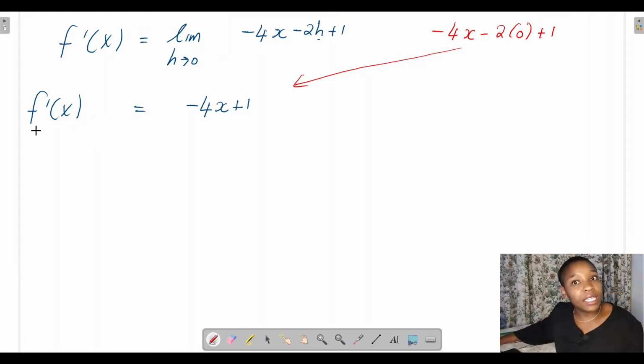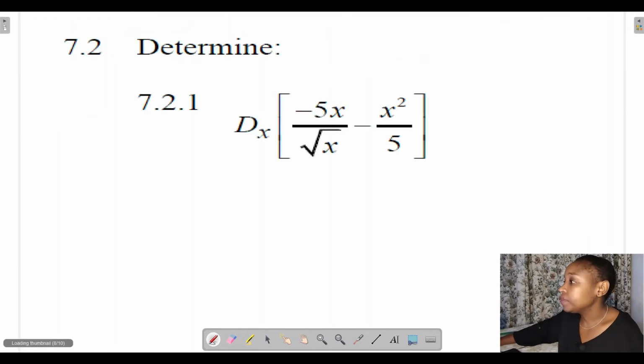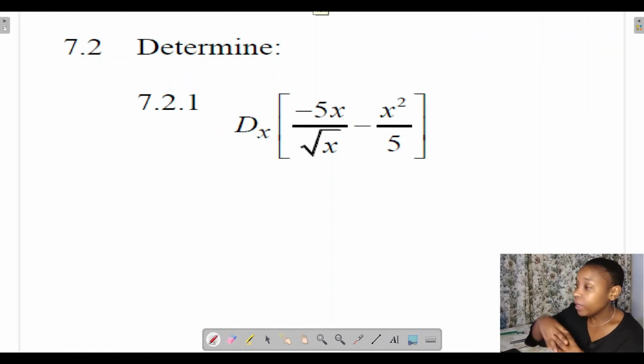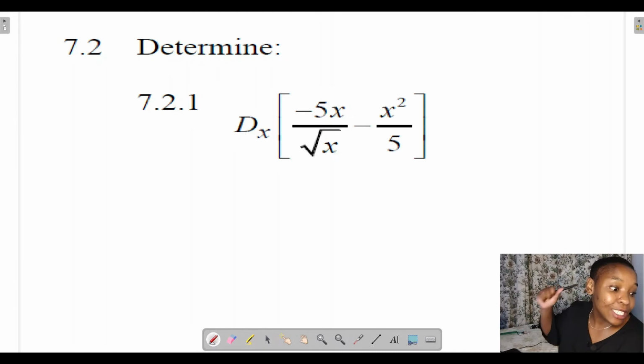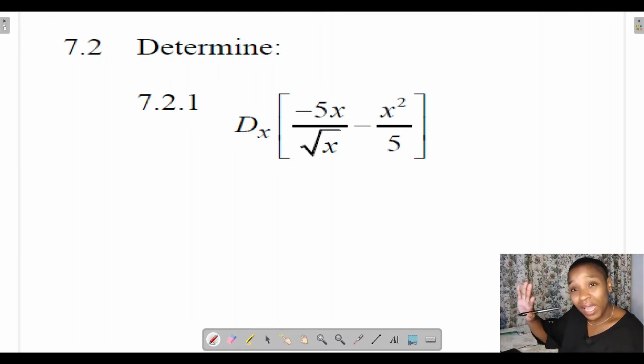Right. So let us go on to the next question. Question 7.2 asks us to basically determine... Okay, so 7.2.1 asks us to find d of x if you're given negative 5x over the square root of x minus x squared over 5, right? Guys, the first thing you need to do here is you basically need to simplify the expression. First thing, simplify. See if you can't simplify this expression, okay?